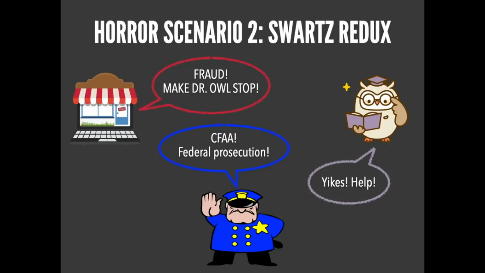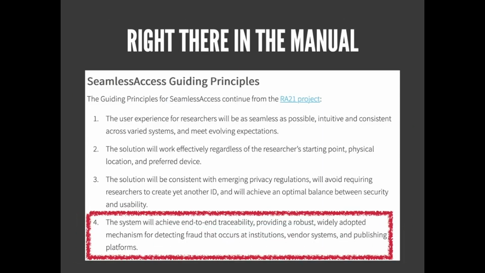Which leads me to horror scenario 2, a repeat of the awful Aaron Swartz saga. The content vendor yells, "Fraudulent downloading," and calls the feds to prosecute Dr. Owl under the Computer Fraud and Abuse Act. The library can't handle this internally, even if it wants to, because the content vendor has either been told or figured out for itself exactly who Dr. Owl is. This scenario is written right into the RA21 goals, which were adopted wholesale by Seamless Access: end-to-end traceability for detecting fraud.